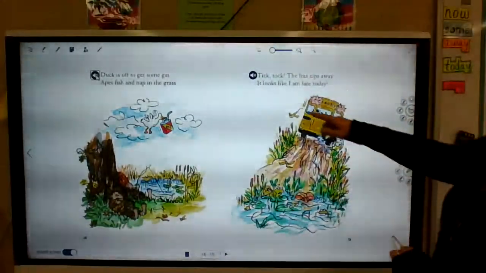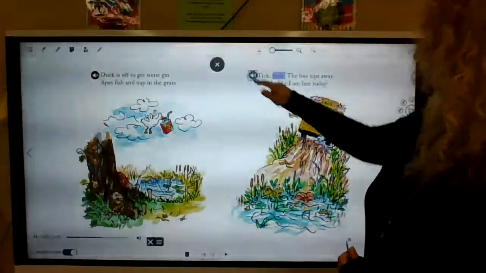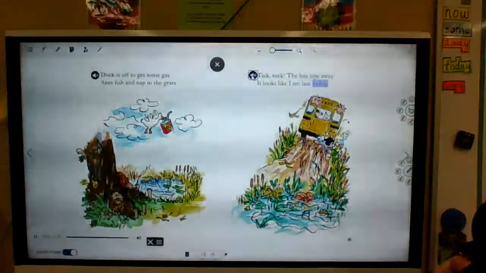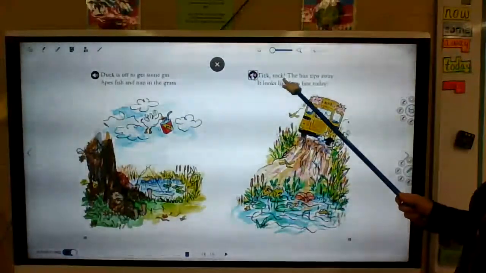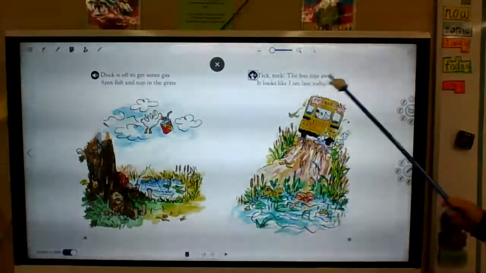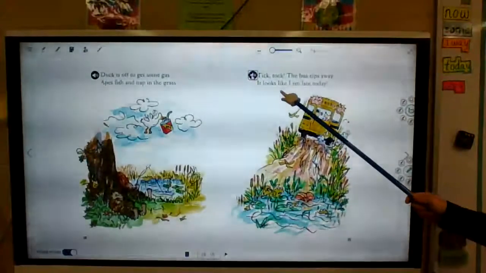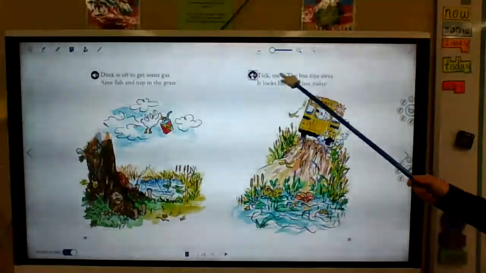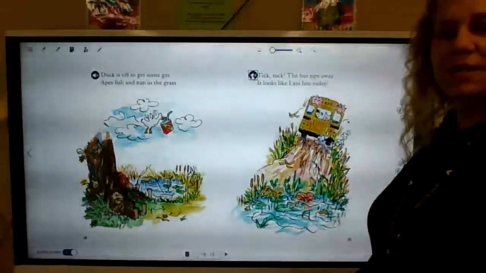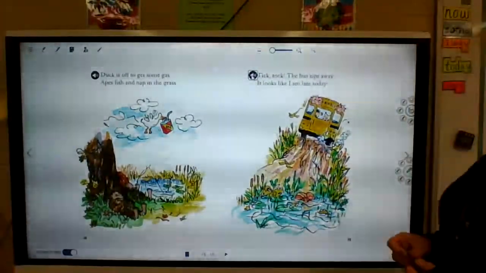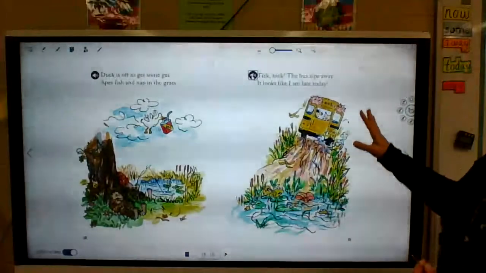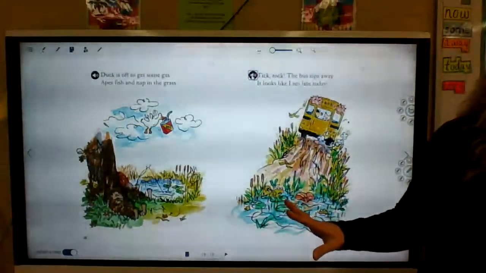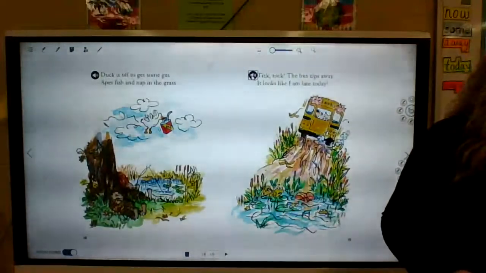Okay, let's look here. Tick-tock, the bus zips away. It looks like I am late today. Uh-oh. Tick-tock, the bus zips away. It looks like I am late today. So tick-tock, that's like a clock sound, isn't it? Tick-tock, tick-tock. Okay, so it looks like they all get off the bus, but not the pig. Let's see.